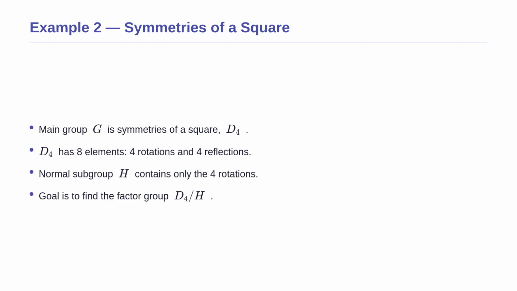symmetries. Let G be the group of symmetries of a square, which mathematicians call D4. This group has a total of 8 elements, 4 rotations and 4 reflections. Let H be the subgroup containing only the rotations, which has exactly 4 elements. We want to find the factor group D4 over H and understand what it represents physically. We will do this by grouping the 8 total symmetries into buckets using the rotations as our base bucket.